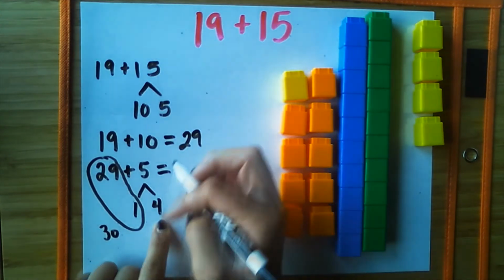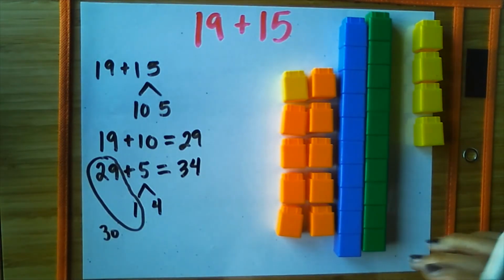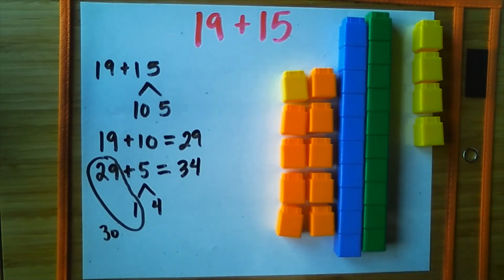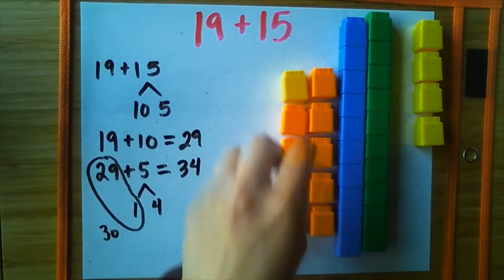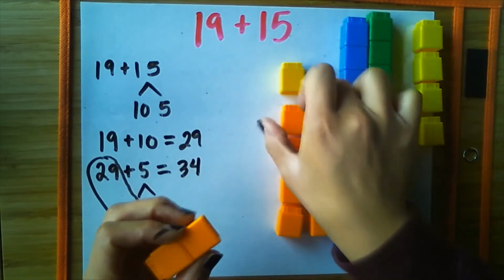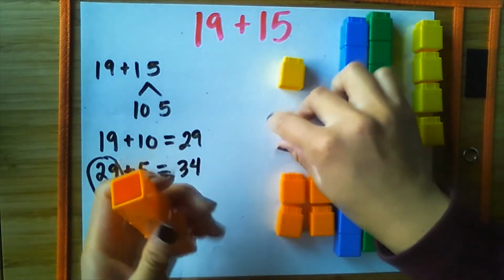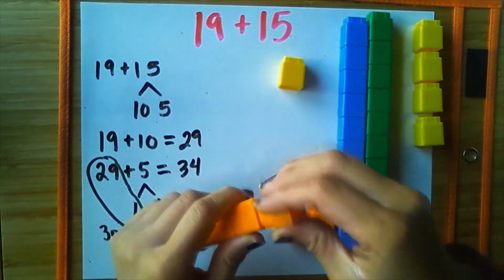So right here, you'll see that 30 and 4 is 34. Now we have the 3. Watch. Now we have 3 tens, and I'm going to connect them all. Now we have 3 tens, and I'm going to connect this last 10 to show you guys.